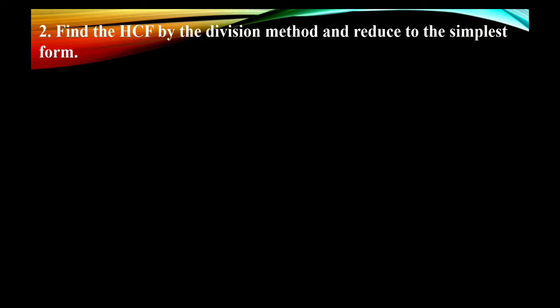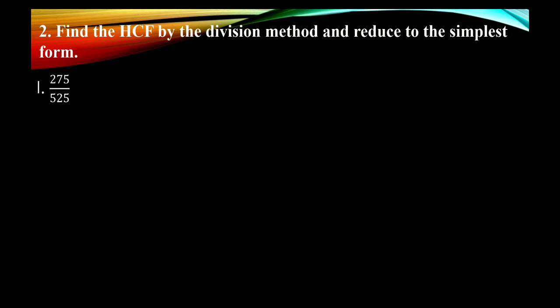Now question number 2. Find the HCF by the division method, and reduce to the simplest form. By the division method, I have to find the HCF. What is the question here? 275 divided by 525. Now how to solve this?